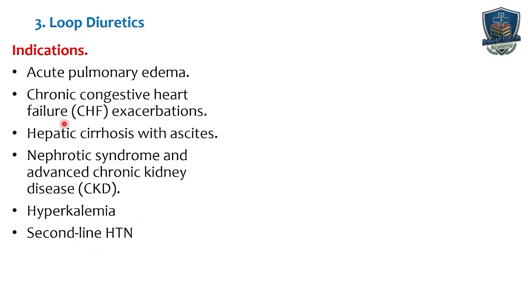Why? Because remember, the loop diuretics really help in getting rid of fluids. And when you get rid of fluids, you are decreasing the intravascular fluid volume. If you decrease intravascular blood volume, you are decreasing the venous return, you are decreasing the preload. If you decrease the preload, you are decreasing the stroke volume. If you decrease the stroke volume, you're decreasing the cardiac output. If you decrease the cardiac output, you're decreasing the blood pressure. So that's why these drugs can be used as second-line agents when it comes to managing hypertension.